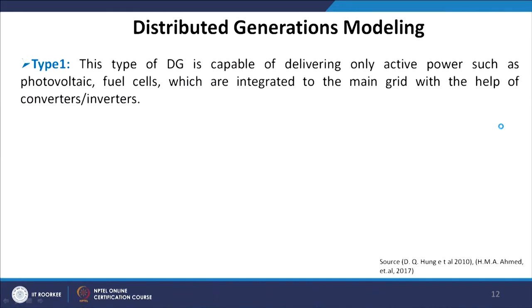Type 1 is a distributed generator capable of delivering only active power, such as photovoltaics and fuel cells, which are integrated to the main grid with the help of converters and inverters. So in this kind of modeling, we consider only real power injection, which is type 1. Then we have type 2, where the DG is capable of delivering both active as well as reactive power. So it is not simply P, but P as well as Q, and we call it type 2.